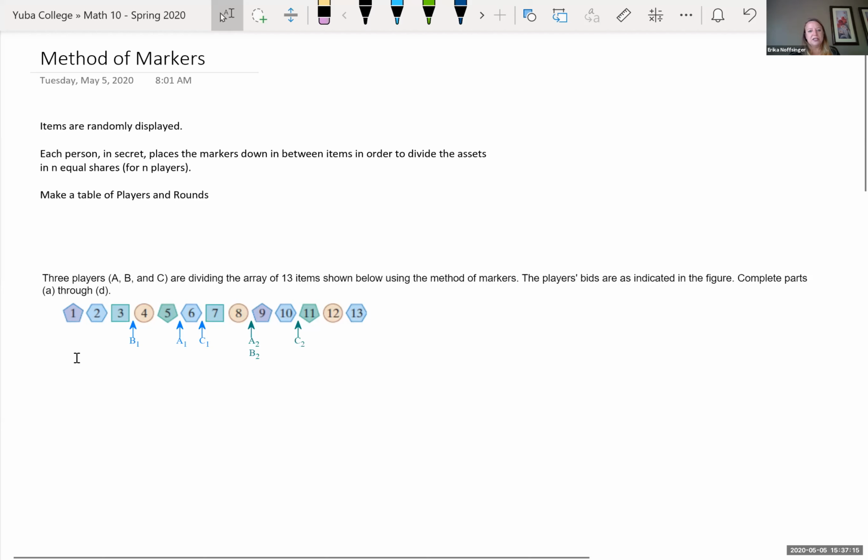So here's an example where you have 3 separate players, and these items are just arrayed. We don't know exactly what they are. And then we're going to look at who gets what.